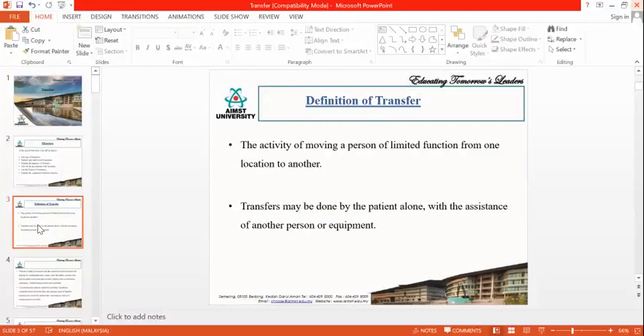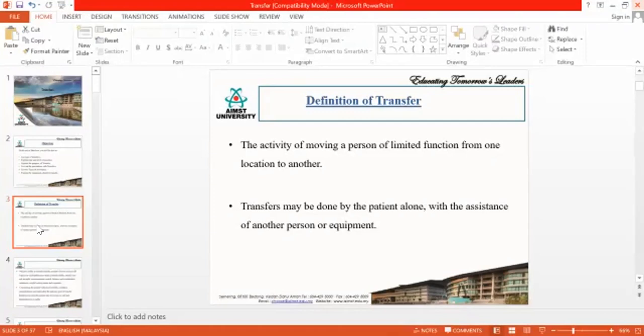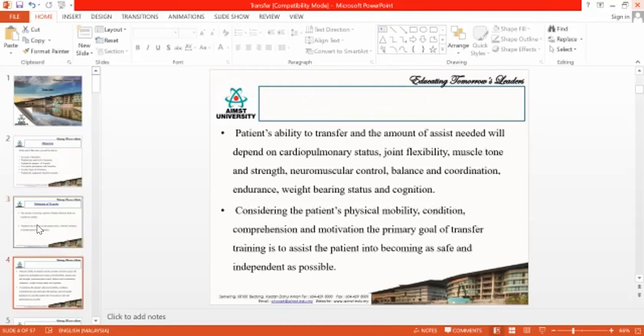Then another thing is that transfer can be done individually by the person, or the person may need some kind of assistance. The assistance can be a physiotherapist, or a small rope, or a small board. So the transferring can be done by the patient alone, or with the assistance of a person or of equipment. The equipment can be a rope, a stick, a walker, maybe a chair, something like that. Okay, so that is transfer.